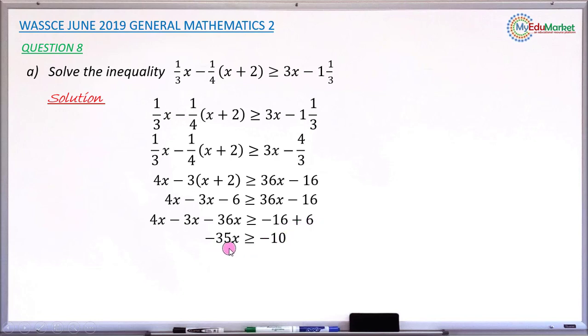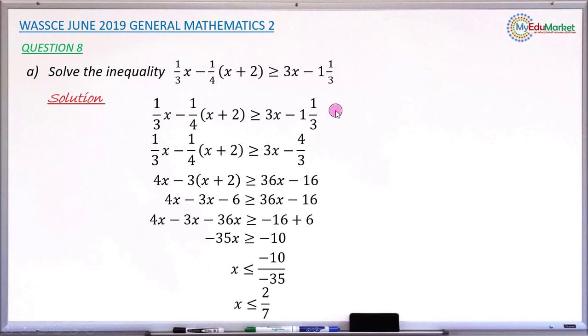Next, we divide both sides by the coefficient of x, which is minus 35. Dividing both sides by a negative number will reverse the inequality symbol. So instead of greater, you now have x less than or equal to minus 10 divided by minus 35. Reducing this fraction, minus divided by minus is plus, 5 into 10 is 2, and 5 into 35 is 7. So you now have x less than or equal to 2/7, and this is the solution to this inequality.